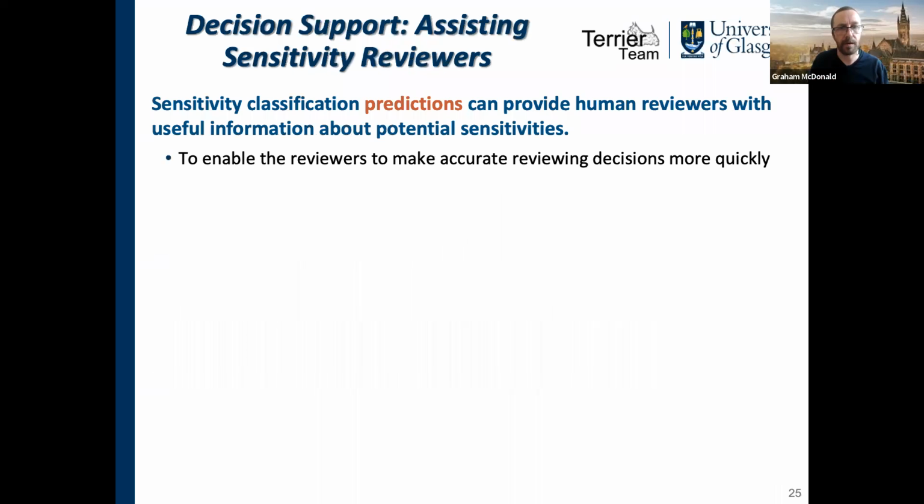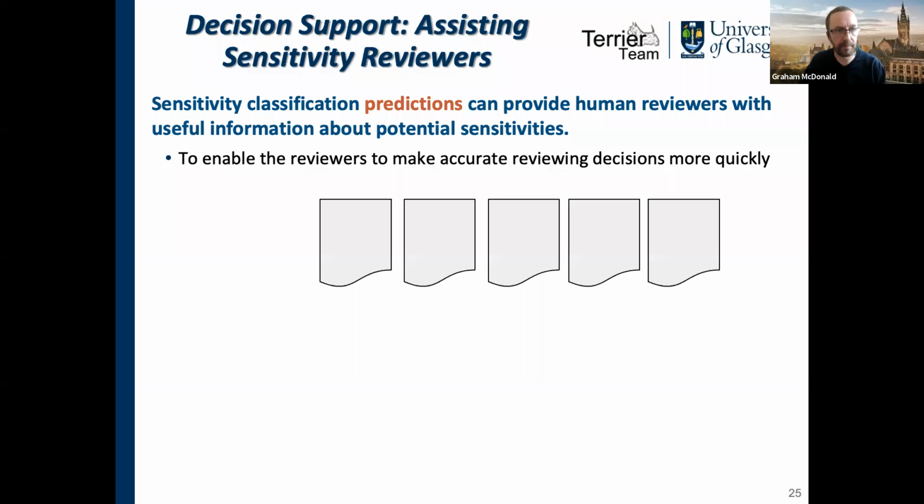Okay, the last bit of work that I'm going to speak about is a user study that we have conducted. We had the hypothesis, at the time when we started it, that sensitivity classification predictions can provide human reviewers with useful information about potential sensitivities. And as I said previously, we want to be able to help the reviewers to be more accurate and quicker in their review process.